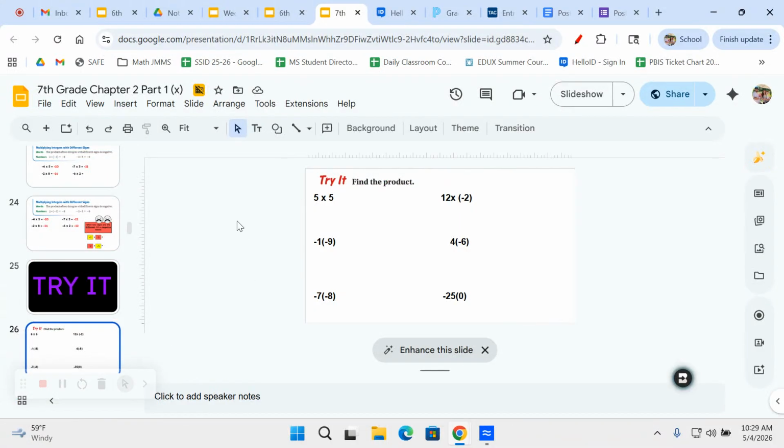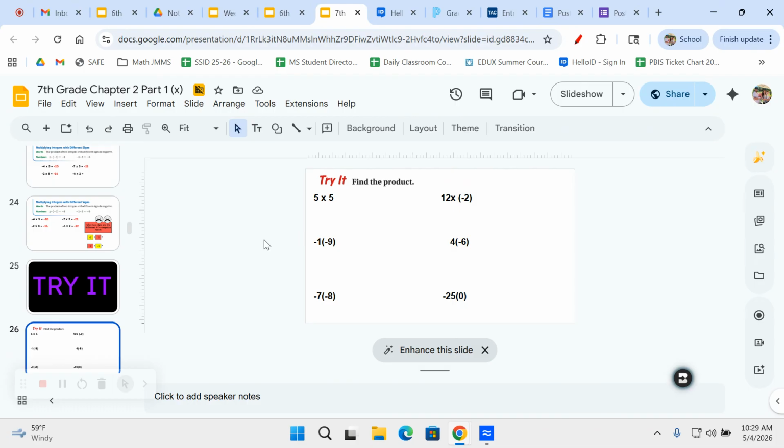So now we're going to try it. You have a section that says try it, find the product, starting with 5 times 5, and then you have -1 times -9. Give those a try. Okay, if you haven't tried it yet, please make sure that you pause the video and you actually give these a try. It's not going to help you if you don't actually try it on your own.